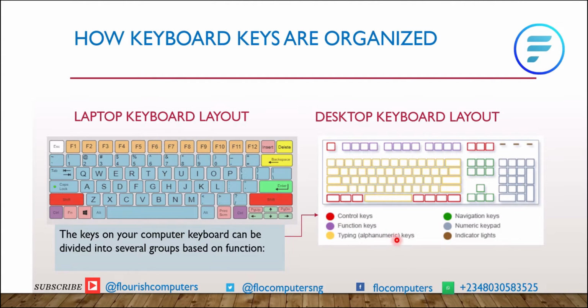And then we have the typing alphanumeric keys. This is where you have your A to Z, and then you have the 1, 2, 3 numbers and all other special characters that we have on the keyboard, like your plus, your minus sign, multiplication sign. All of them are referred to as alphanumeric keys because they consist of alphabet, number, and special characters. And then another group on the keyboard is the navigation keys.